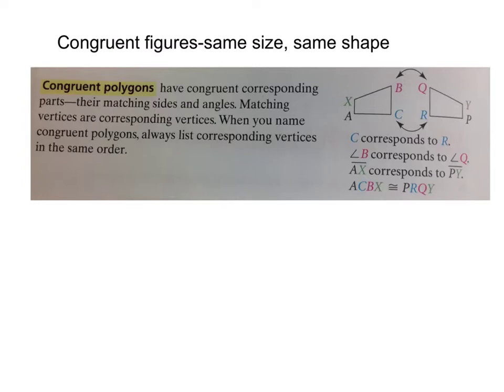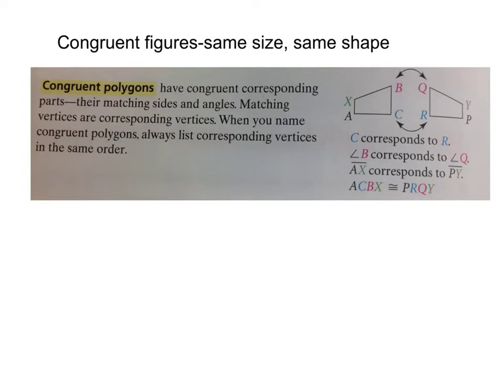First, let's talk about congruent figures. Congruent figures are simply figures that are the same size, same shape. Now, congruent polygons have to have congruent corresponding parts so that their sides and their angles are going to match up. And as you already know, always list corresponding vertices in order.